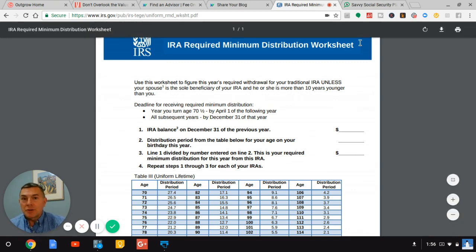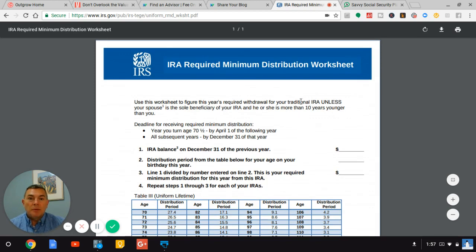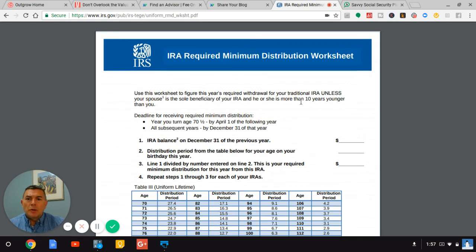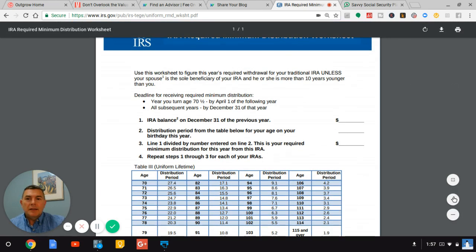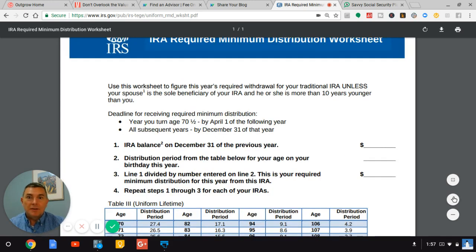Now, when I say traditional, I don't mean in the context of traditional IRA versus Roth IRA. I just mean what most people refer to when they ask about how much they have to take out as distributions from their retirement accounts. And so you'll see the IRS IRA required minimum distribution worksheet. And I'll put a link to this in the show notes as well. Let me see if I can make this bigger. Hey, look at that. Technology is wonderful when it works, and it is awesome when it doesn't.